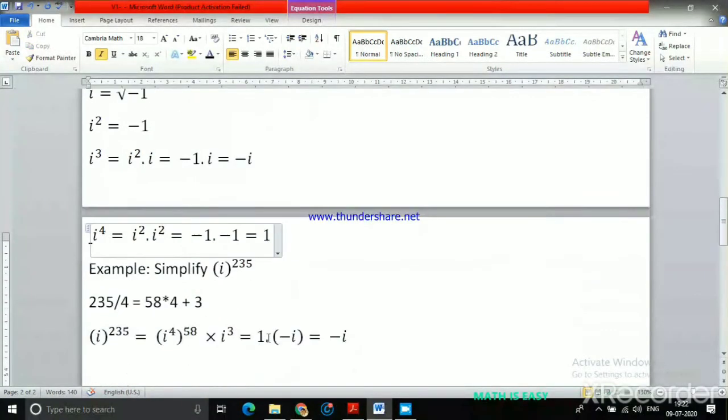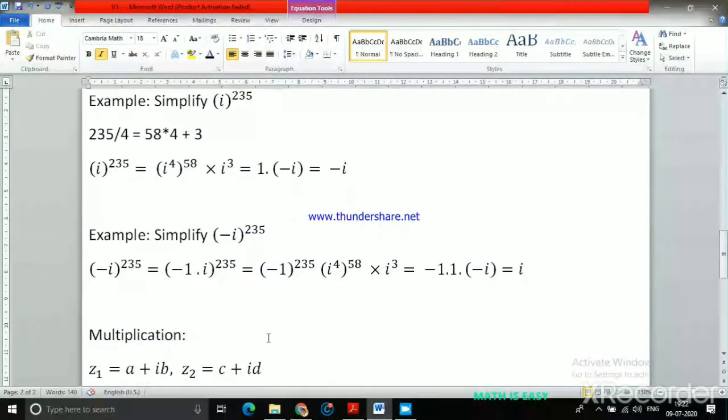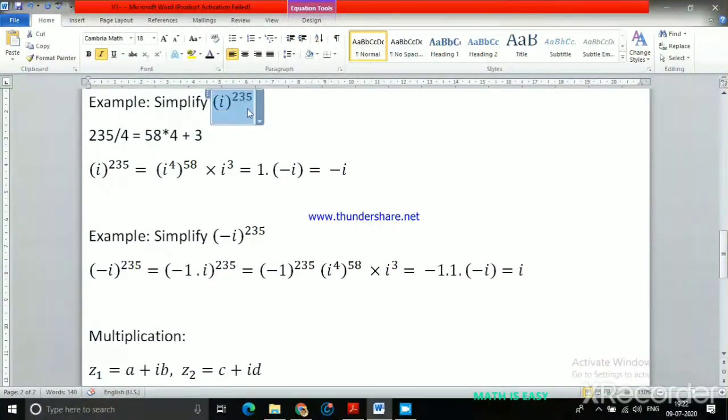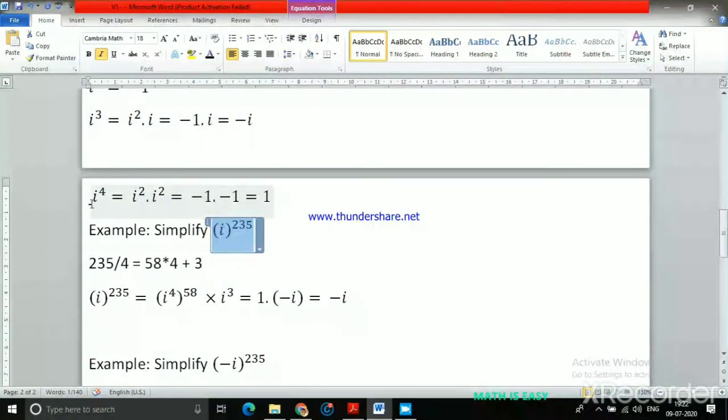Based on this, you have one more question, something like: simplify i to the power 235. Here I know i to the power 4 value is 1. So I'll divide this 235 by 4. 235 upon 4 divides 58 times and the remainder 3 is left out. 58 into 4 is 232, 232 plus 3 is 235. So whatever power they give here, the exponent value, that power will always be divided by 4. I'll find the quotient, and if there is any remainder, I'll mention the remainder. I'll not go to decimals.